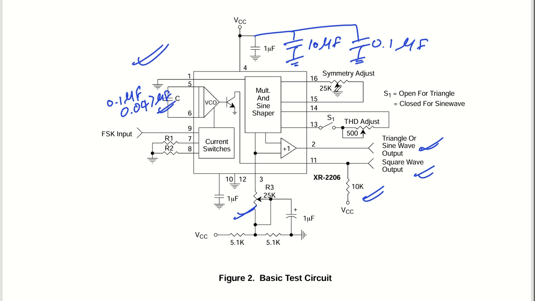Symmetry adjustment we have already seen. Then we have third order distortion, so the total harmonic distortion is also there, THD. This is called total harmonic distortion, and it can also be adjusted.